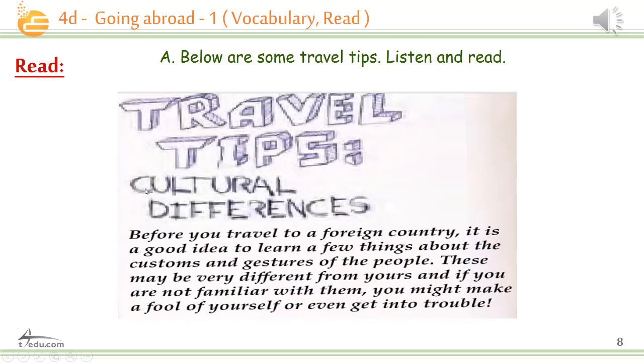Okay. Now, below are some travel tips. We're going to listen and then we're going to read and discuss it thoroughly. Okay, listen carefully. This is the reading part.